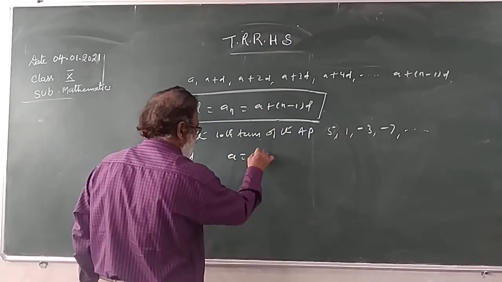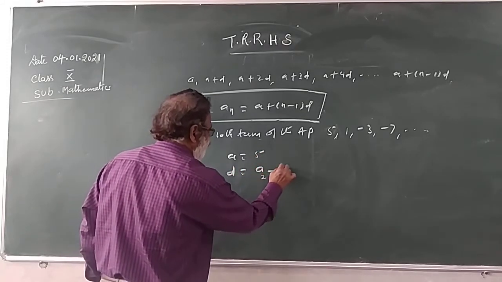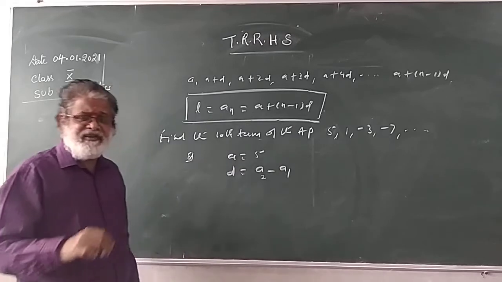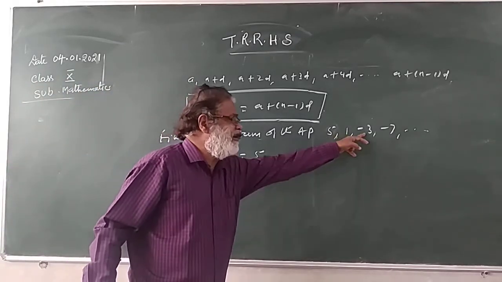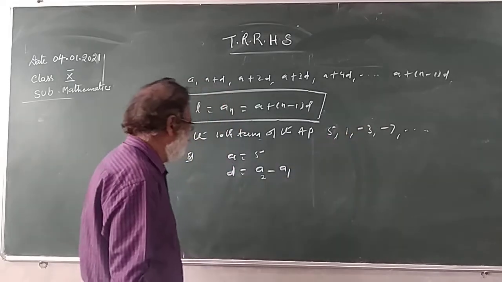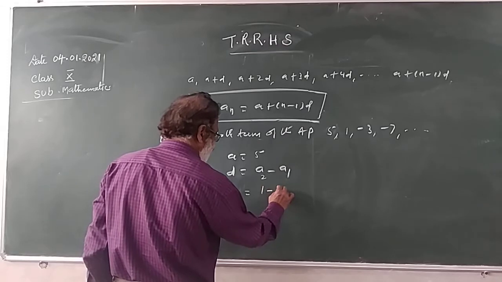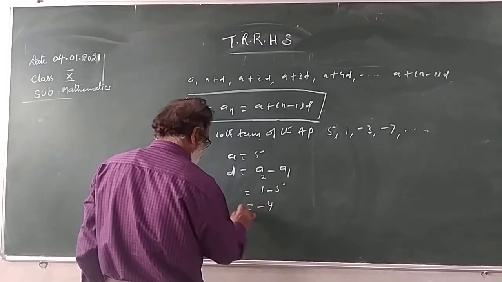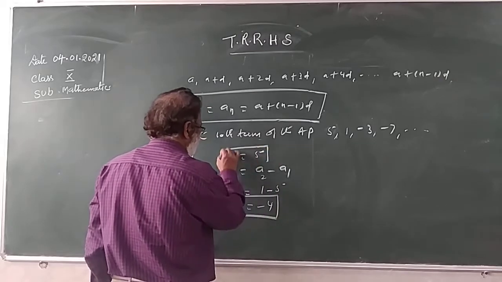A, the first term, is 5. D is the common difference. You know that D is equal to A2 minus A1. The common difference is the difference between consecutive terms: A2 minus A1, or A3 minus A2, or A4 minus A3. So A2 minus A1: A2 is 1, A1 is 5. So 1 minus 5 is minus 4. D is equal to minus 4. A is equal to 5.